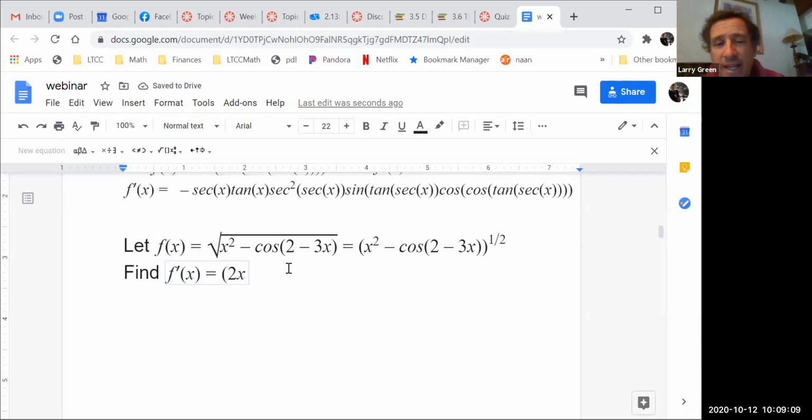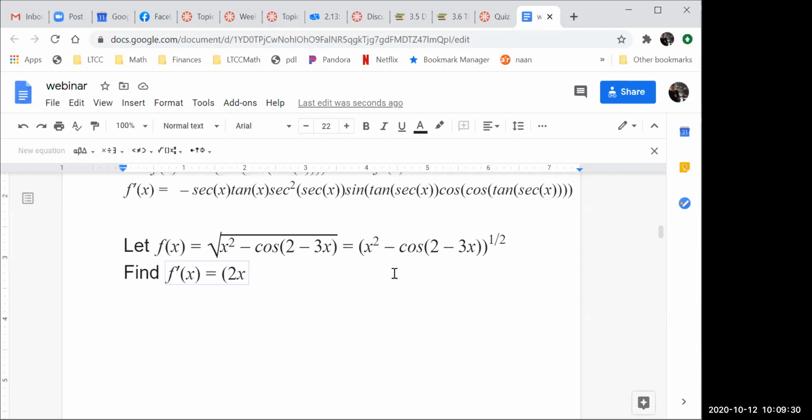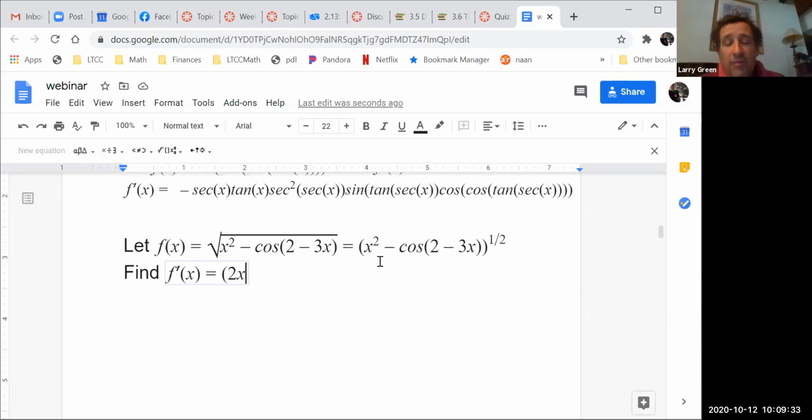Okay, now I need the derivative of the cosine of 2 minus 3x. What rule do I have to use for that derivative? In a word. The chain rule? Yep, I use a chain rule. So you got to really think about these one at a time. So the derivative of 2 minus 3x is -3. So I get a -3, and it's a -3. That makes it a +3.